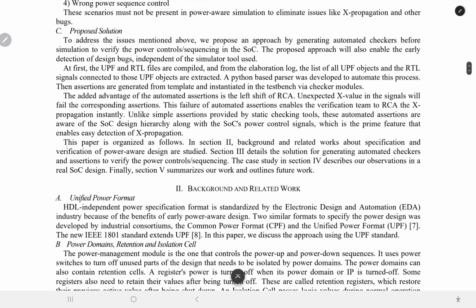X propagation. This paper is organized as follows. In Section 2, background and related work about the specification and verification of power-aware designs are studied. Section 3 details the solution for generating automated checkers and assertions to verify the power control sequencing. The case study in Section 4 describes our observations in a real SoC design. Finally, Section 5 summarizes our work and outlines the future work.